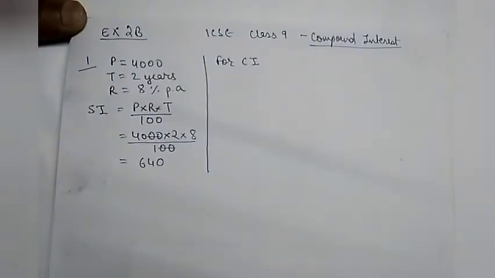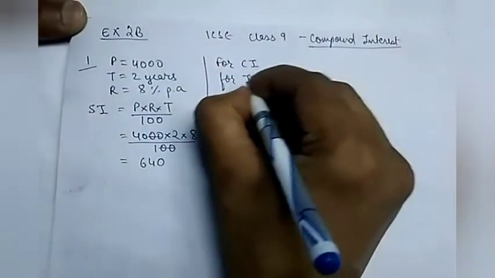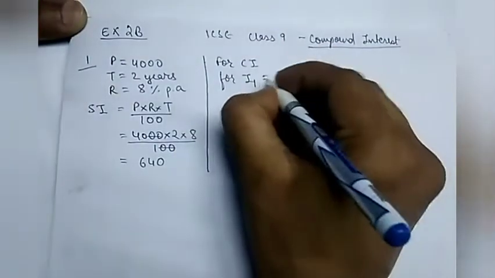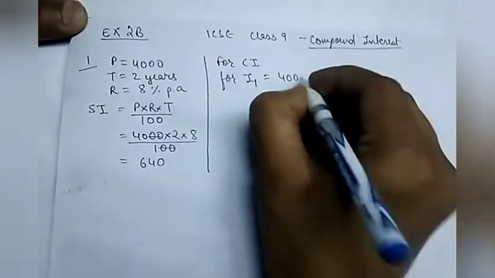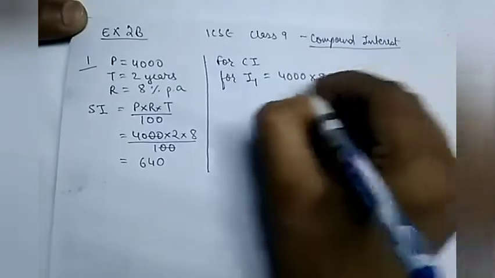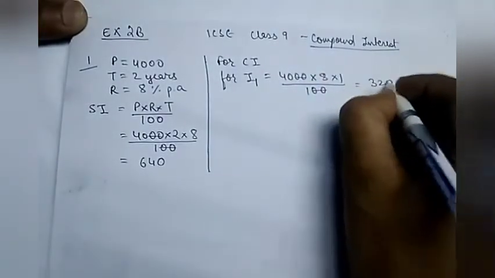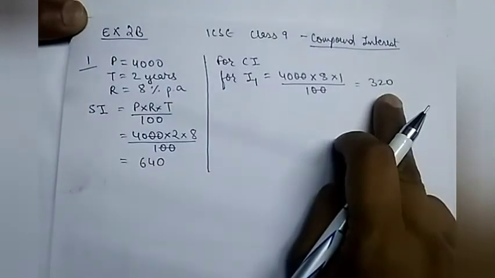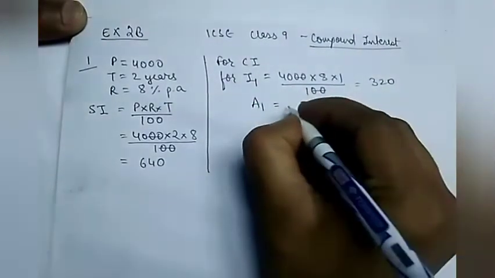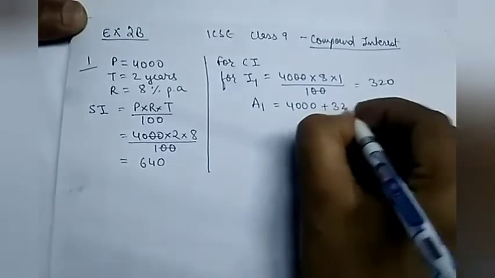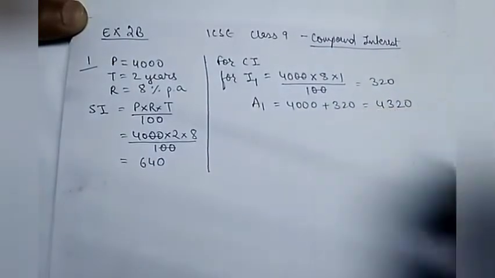For finding the compound interest, the interest of the first year is equal to 4,000, that is the principal, rate is 8, 1 year, by 100. So it is coming 8 fours are 32, 320 rupees. This is the interest of the first year. What will be the amount for the first year? Amount will be 4,000 plus 320, that is equal to 4320.